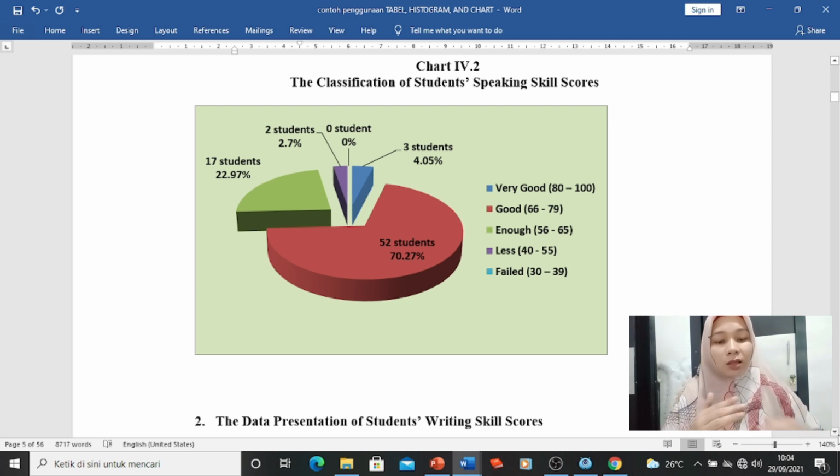How do we know? Because the biggest portion of the pie is in pink color, and the pink color represents the good category, and the score range for the good category is 66 until 79. And I think this is not difficult at all. That is how to read a pie chart. So later on, my students, if I assign you to present a chart, you've got to read and present it.